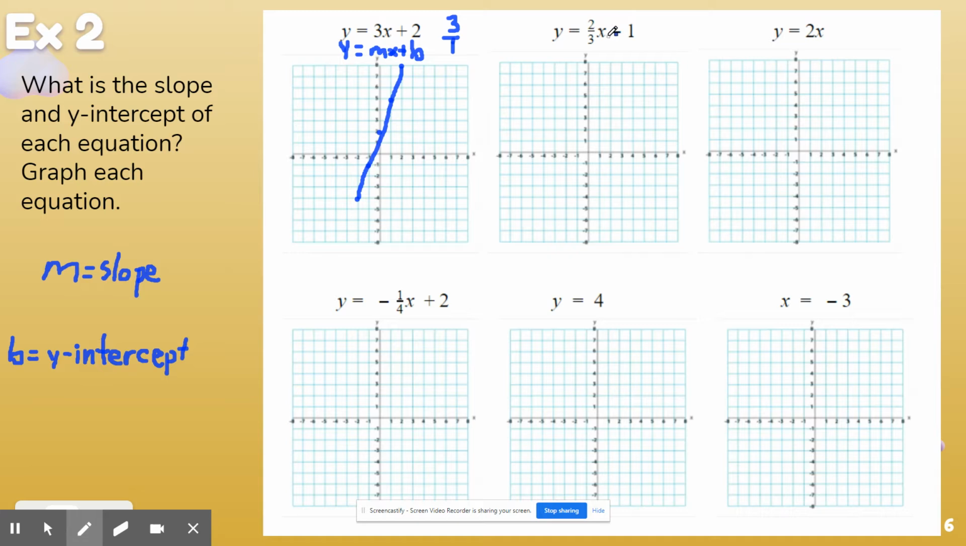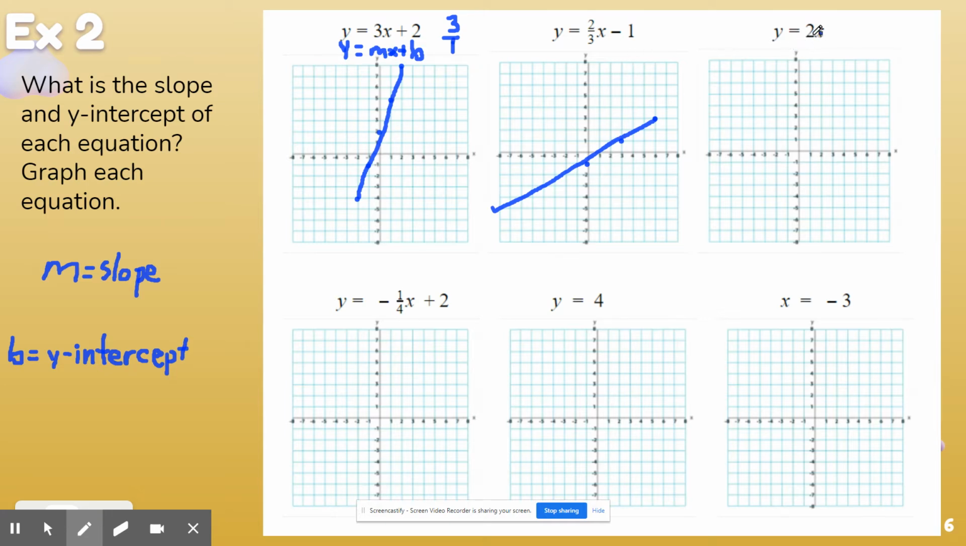For number 2, the y-intercept is -1. That tells you to start here at -1. 2/3 tells you to go up 2 and over 3. Up 2 and over 3. And if you have a ruler, you can draw the straight line through and it'll match up.